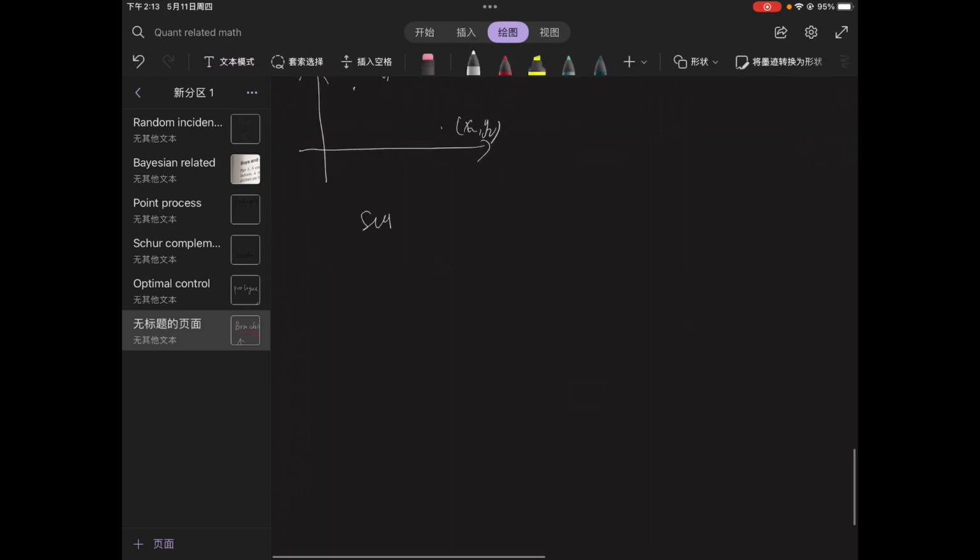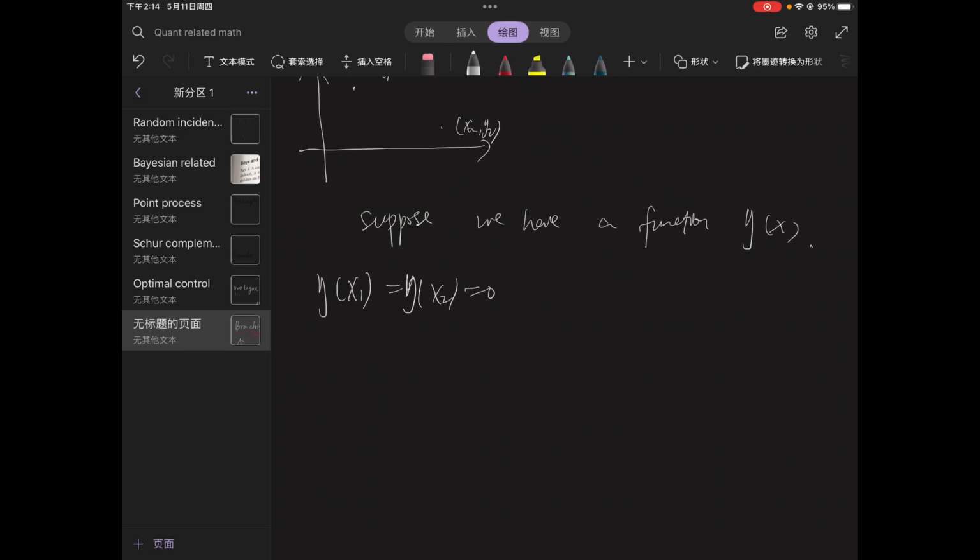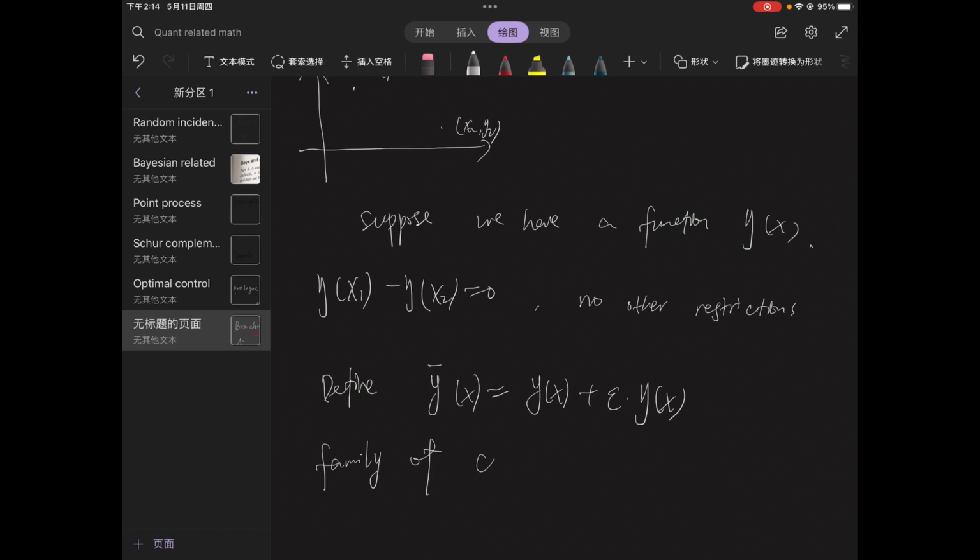Then let's suppose we have a function eta(x). For this function, we only need eta(x1) equal to eta(x2) equal to 0, and there are no other restrictions. Under these circumstances, let's define a function y bar(x) equal to y(x) plus epsilon times eta(x). Then it's a family of curves.